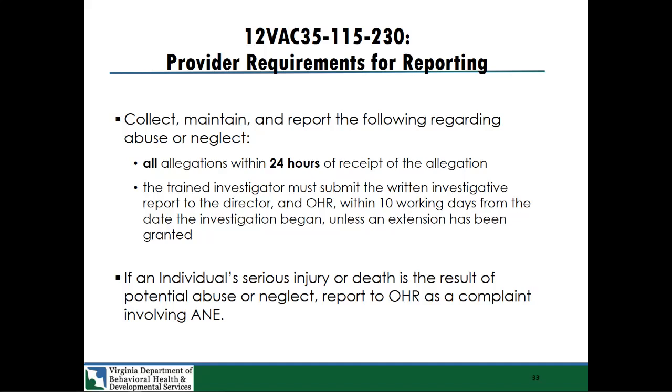Should circumstances arise that prevent the investigator from finishing the investigation on time, the provider may request an extension from the human rights advocate assigned to the case. Extensions, though, will be considered and granted by the advocate for valid reasons. Please be mindful to report any serious injury or death that may be the result of abuse or neglect to the Office of Human Rights within the specified timeframes.